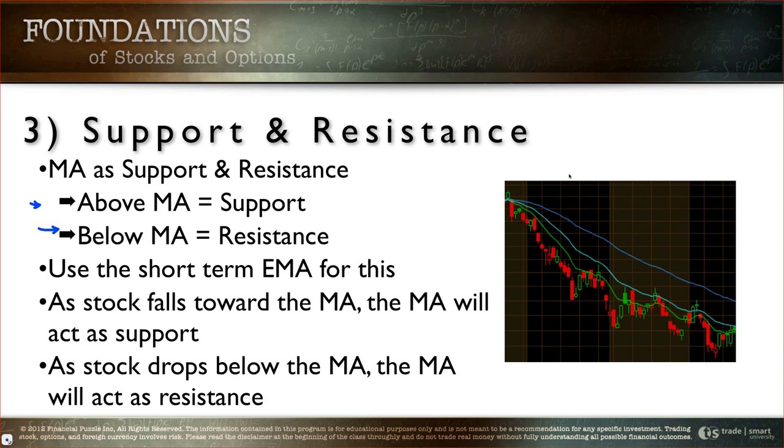As you can see in this picture over here, notice that we've got retracements in this trend. The trend moved like this, but we retraced back up to the 20-period moving average in four opportunities here, actually even a fifth one all the way down here in the bottom right corner of the screen. So moving averages can work as support and resistance. We're going to use the short-term exponential moving averages for this particular usage. As the stock falls down towards the moving average, the average tends to act as support. As we drop below the average, the average turns around and acts as resistance.